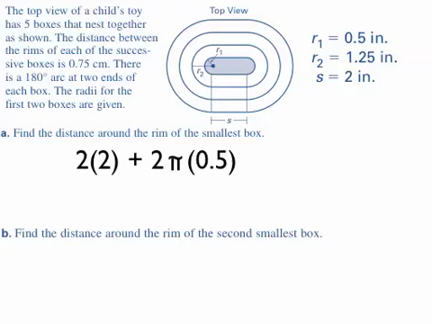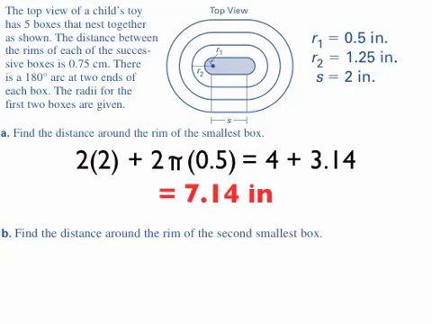So I have 2 times pi times 0.5. Well, 2 times 2 is 4. And then 2 times 0.5 is just going to be 1. And 1 times pi, we're just going to use 3.14 for pi. 4 plus 3.14 is going to give you about 7.14 inches, would be the distance around the rim of the smallest box. B asks us to find the distance around the rim of the second smallest box.